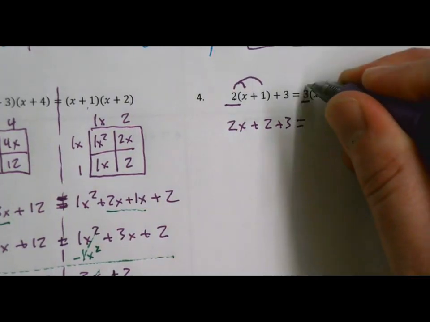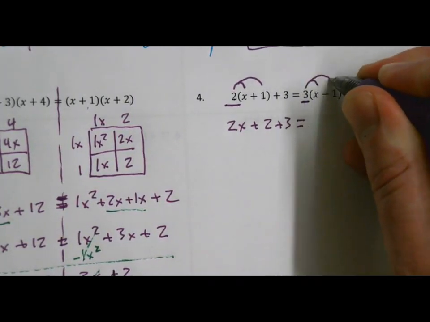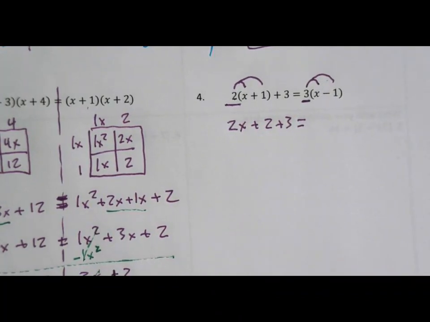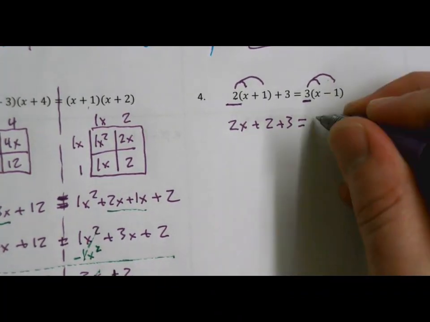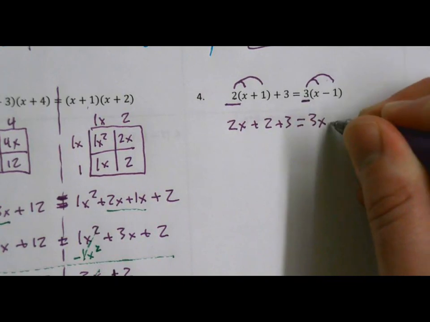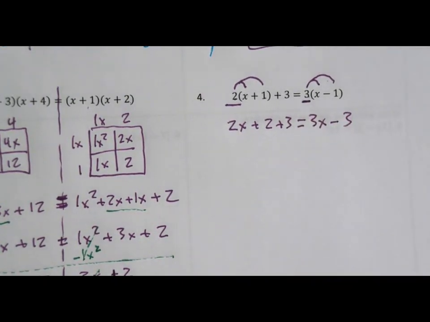Here's a 3 on the outside. Let's distribute it into that parenthesis. 3 times x is 3x. 3 times -1 is -3. How many people have already seen that before? Rainbow method, distribution. If you haven't seen it before, isn't that way quicker than trying to draw a rectangle?